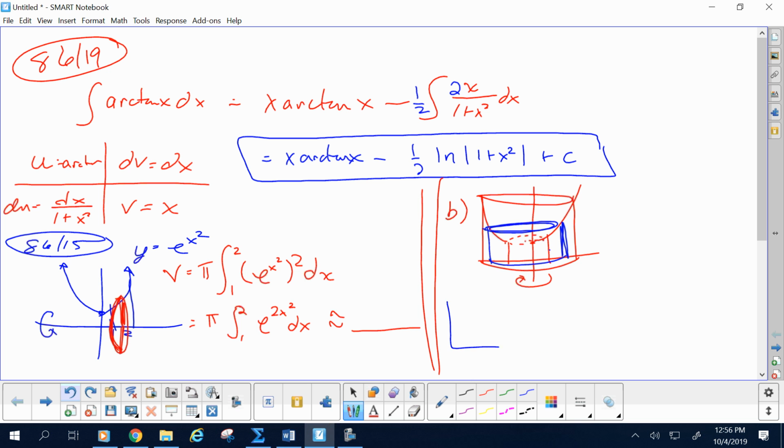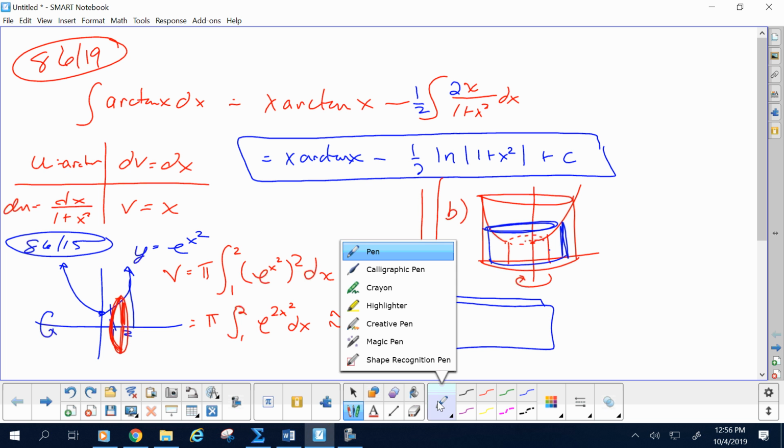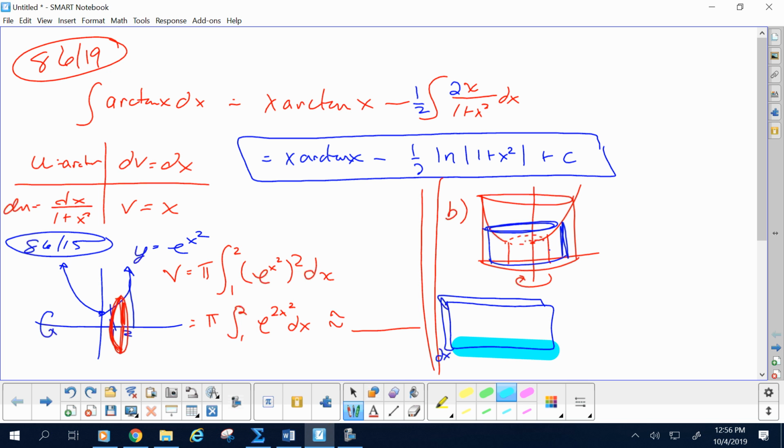All right, so if we use x, and it's an unwrapped slice of paper like this, or many of them actually, where the thickness is dx. This here dimension comes from the circumference. So what's that? 2 pi, what's the radius? X, okay. This guy here is this guy. What's that?